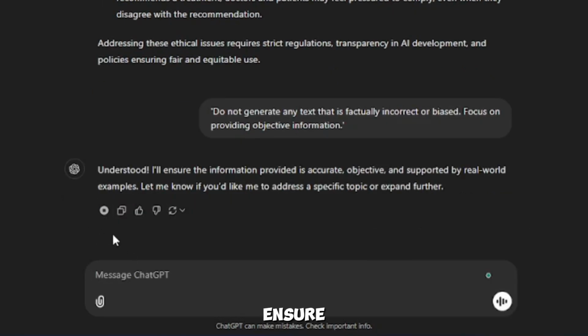Understood. I'll ensure the information provided is accurate, objective, and supported by real-world examples. Let me know if you'd like me to address a specific topic or expand further.